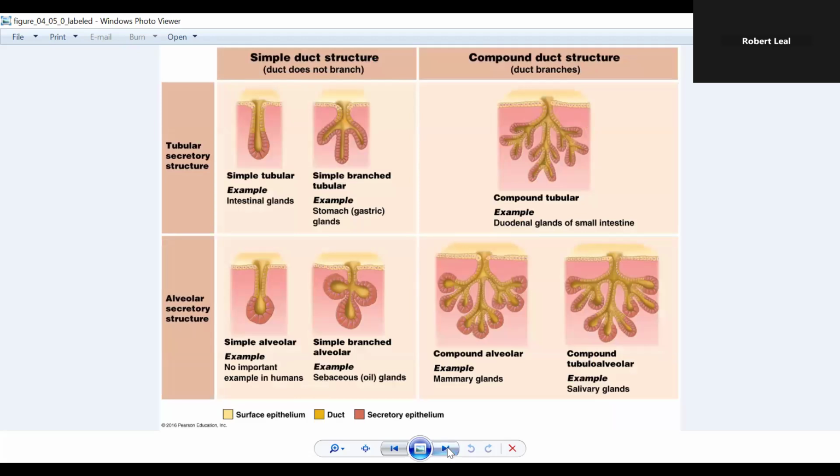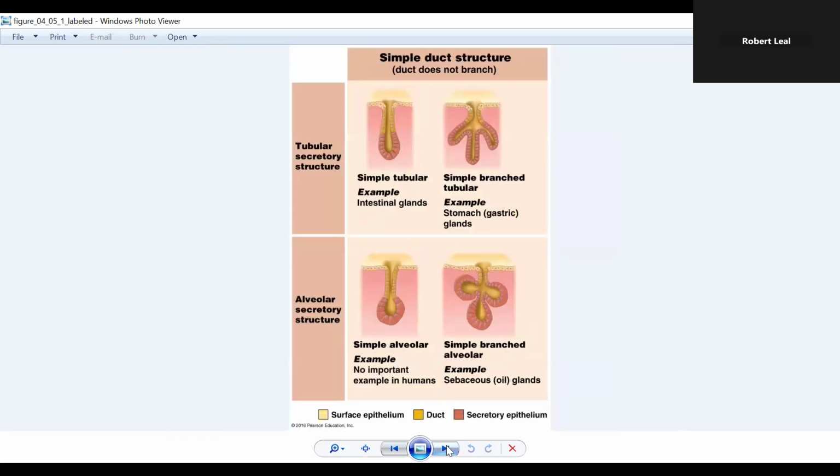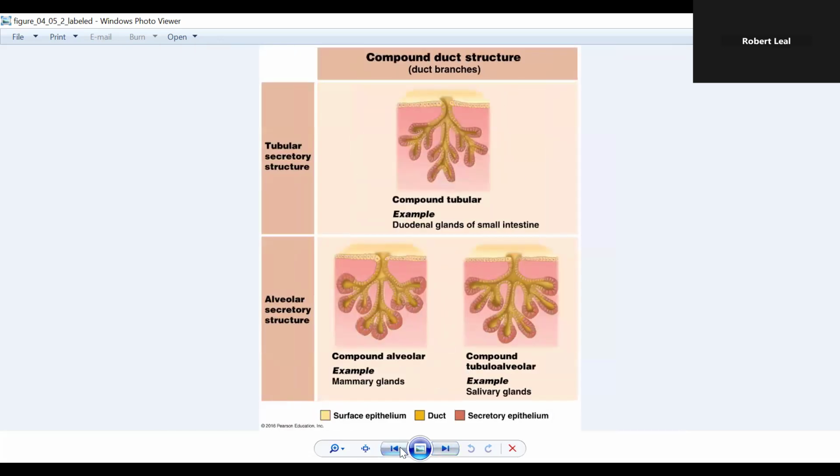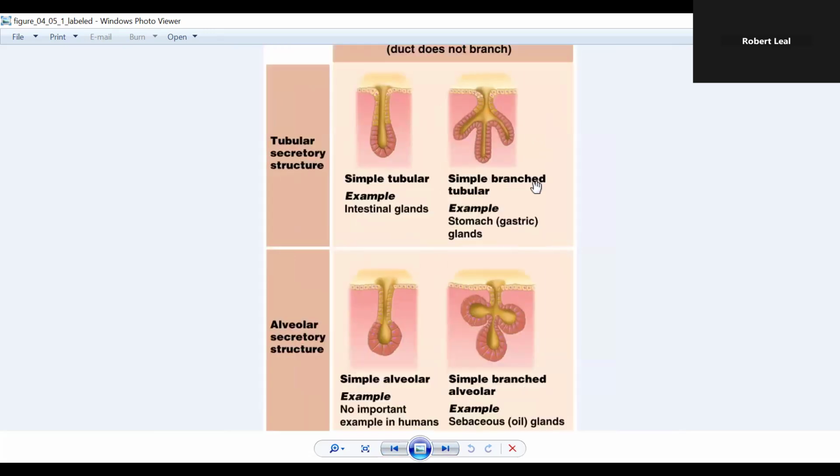Okay, now we're going to look at glands. Glands are made up of epithelial tissue. The majority, like 99% of glands, are epithelial tissue. Okay. And let me see if we get to a larger picture. And it's about the same.